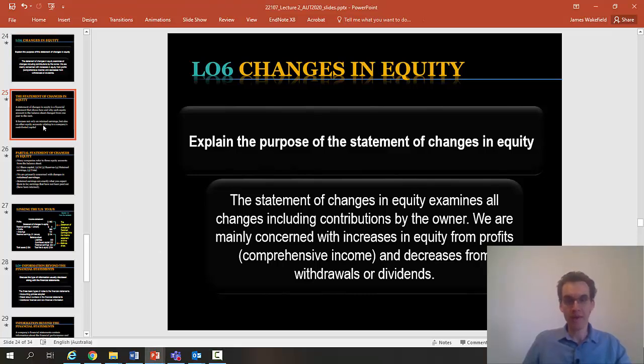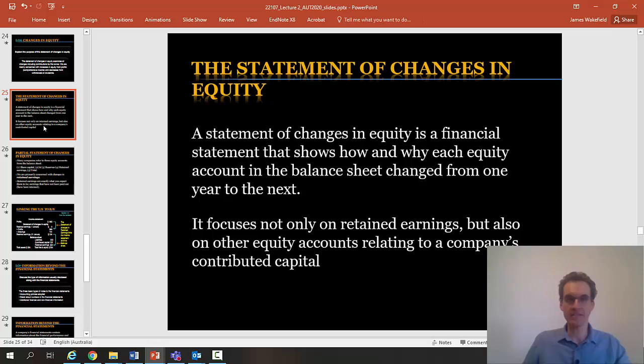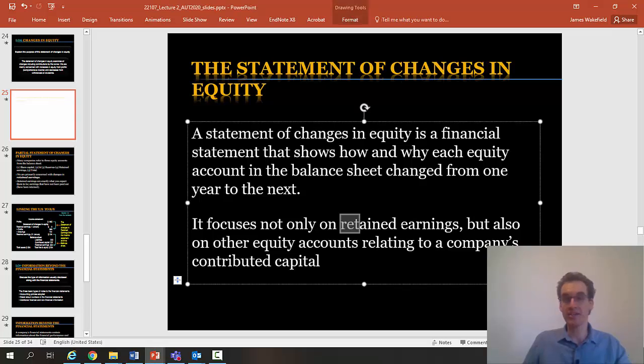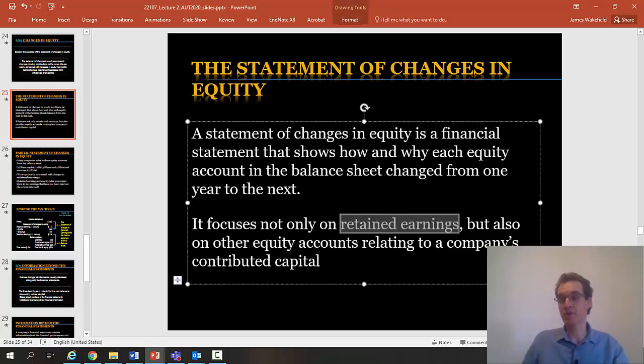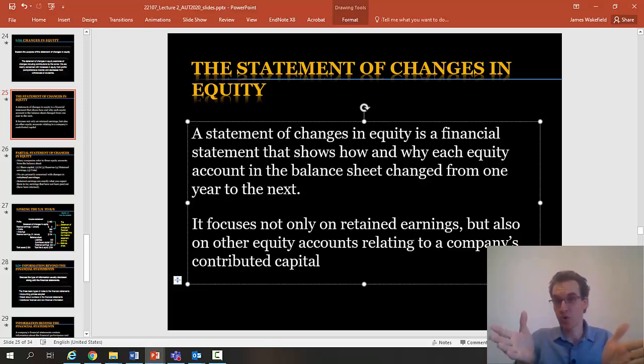So, the main thing that we're interested in here is changes in retained earnings, because that's usually the most frequent change. So the business starts with a beginning balance of retained earnings. It then accumulates profit during the period or loss. It may make drawings or dividends, which are distributed to shareholders, and that then leaves the business with an ending retained earnings at the end of the period.